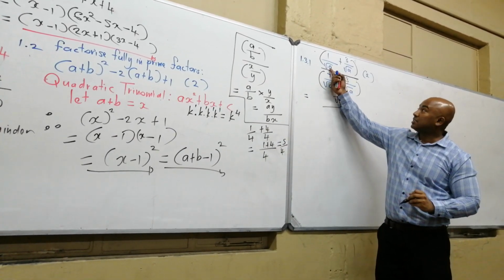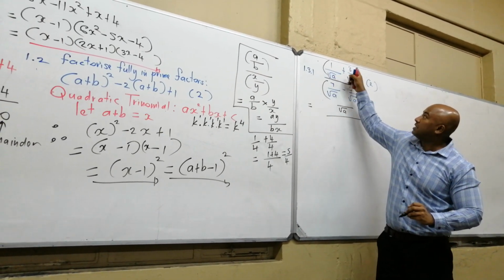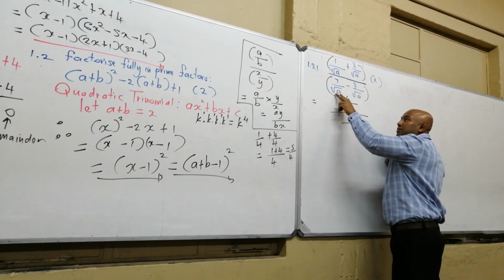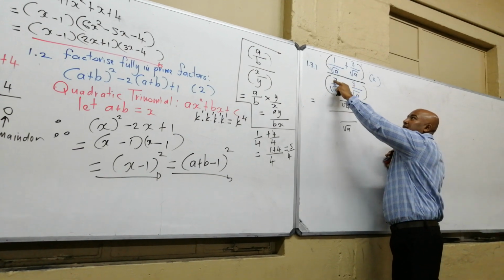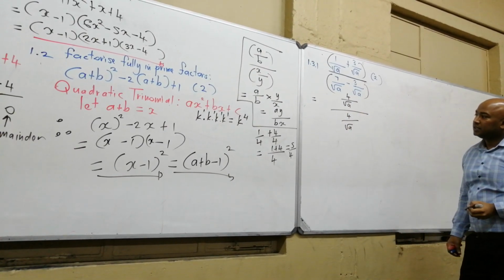So my denominator is common, square root A, write it down once, and then I got 1 plus 3 there, which is 4 in the bottom. Square root A again is common, write it down once, 7 minus 3 here is 4.